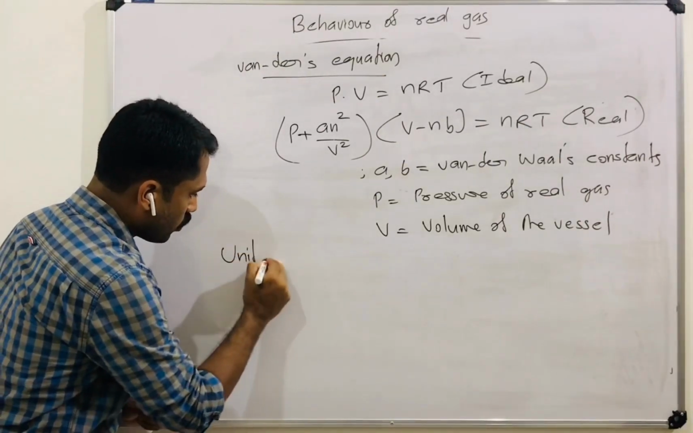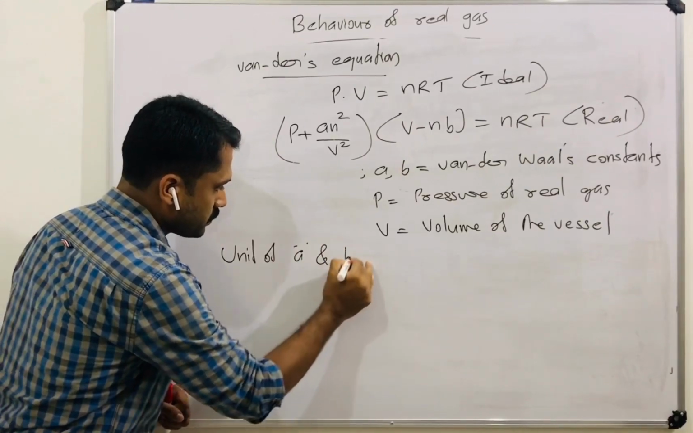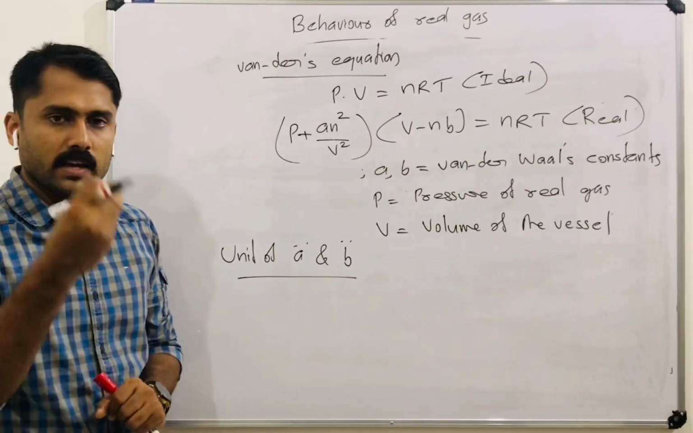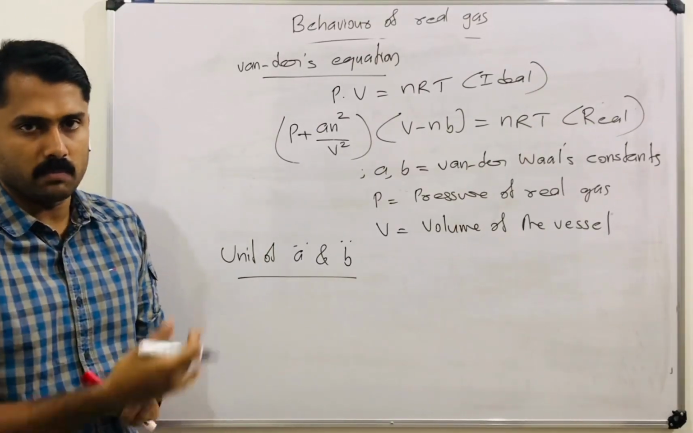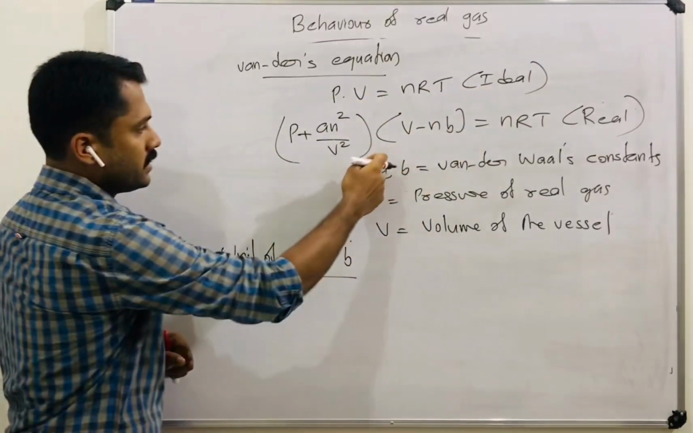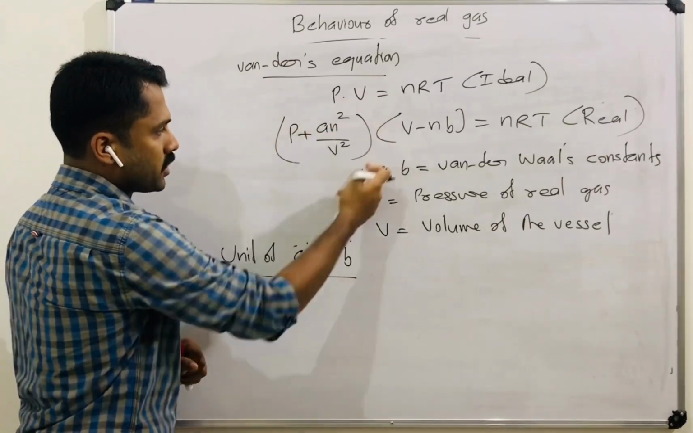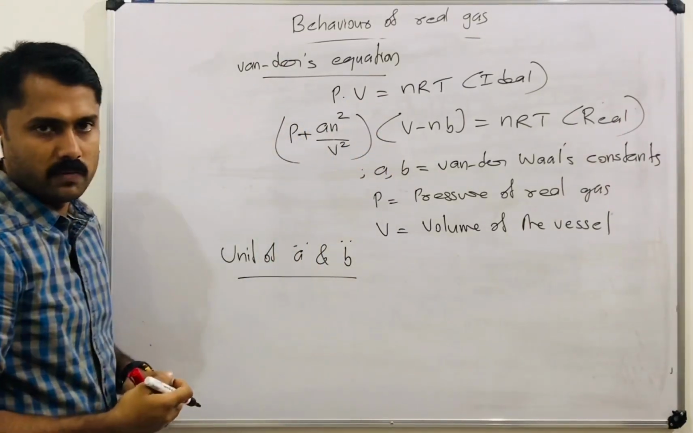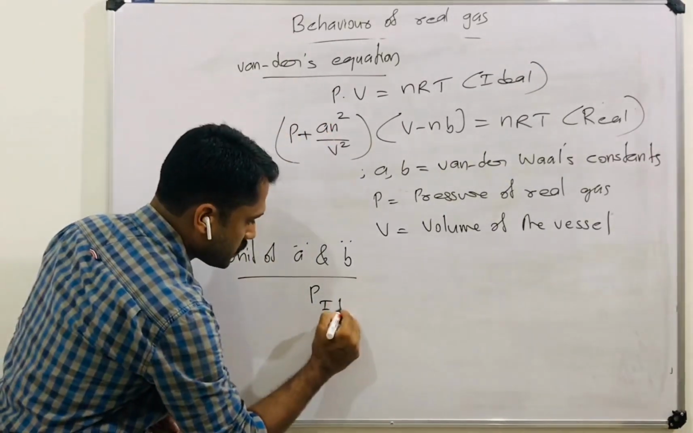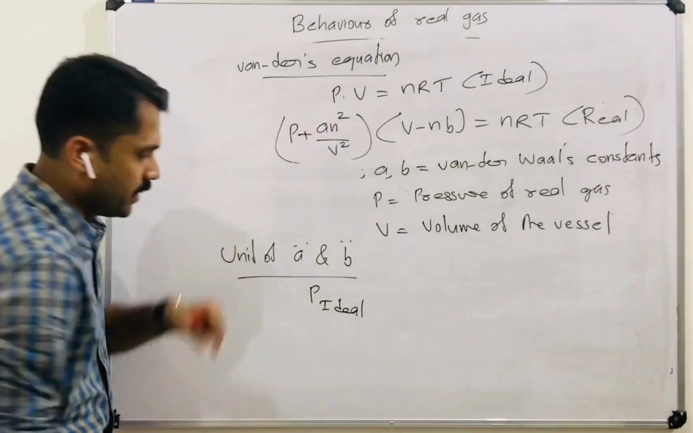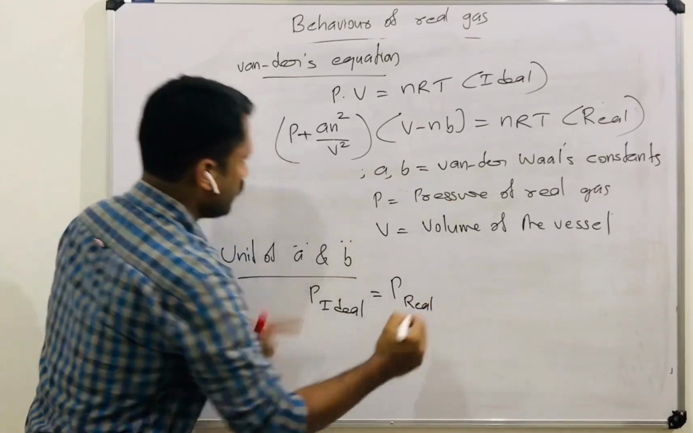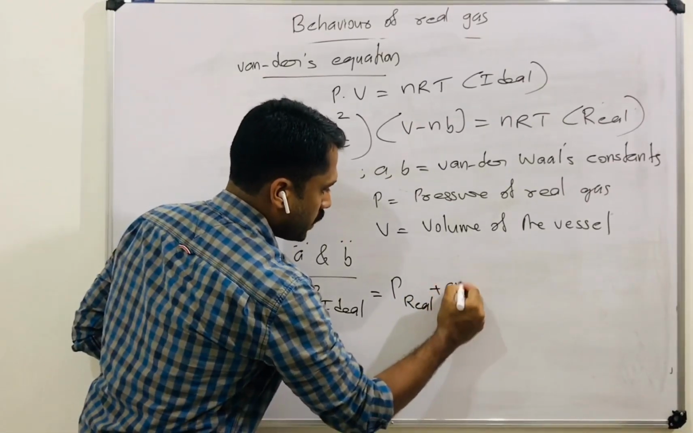Unit of a and b. We have to focus on this point. We can simply determine the unit of a and b like this. There is P for ideal gas. In that position, we have the new term P + an²/V². So I am using that: P ideal equals P real plus an²/V².